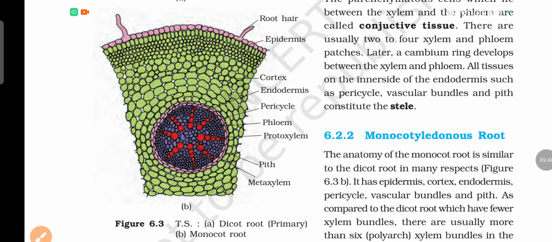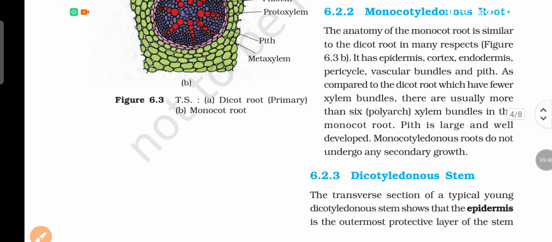The anatomy of monocot root is similar to dicot in many respects. It has epidermis, cortex, endodermis, pericycle, vascular bundle, pith. As compared to the dicot root, which has fewer xylem bundles, there are usually more than 6 polyarch xylem bundles in the monocot root.